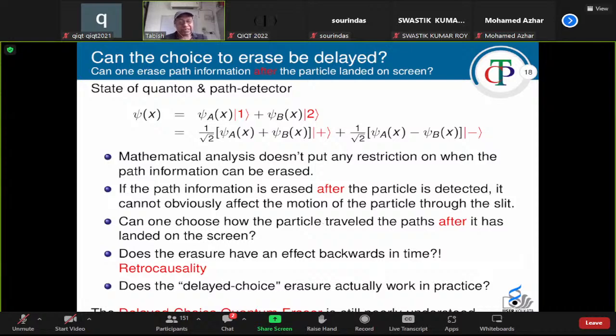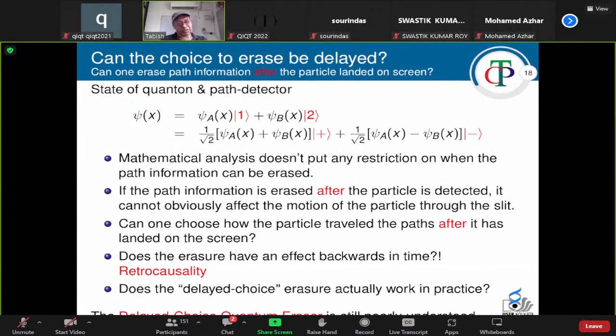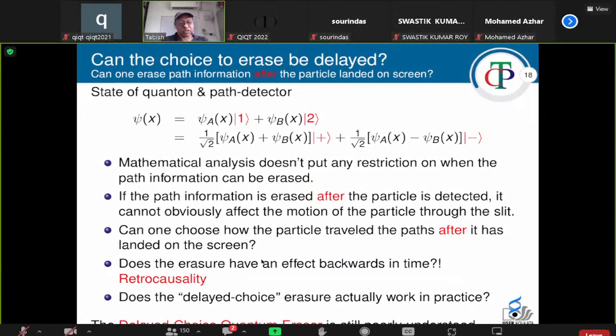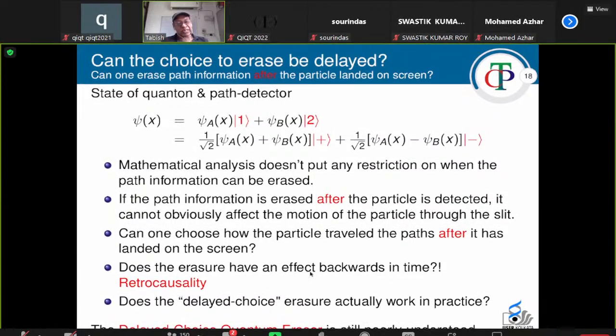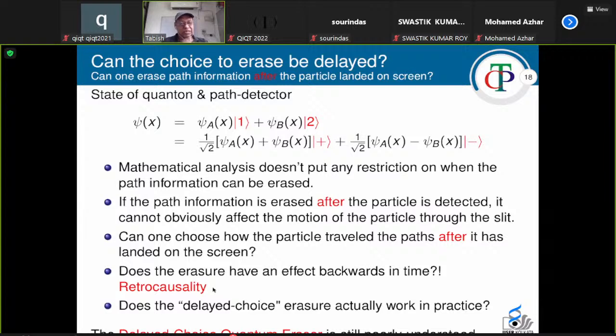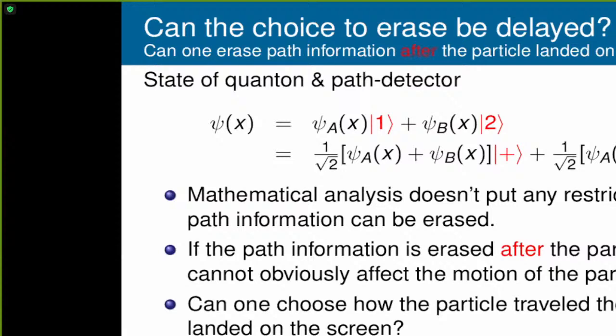So people were very intrigued by this possibility, and there was a lot of talk about whether this quantum eraser causes an effect backward in time, what is called retro-causality. So there has been a lot of debate on this delayed choice quantum eraser. The other thing you can ask is, okay, theoretically it looks fine, but does it actually work in practice? If you choose this operator Q after the particle has hit the screen, will you actually get back interference or not?